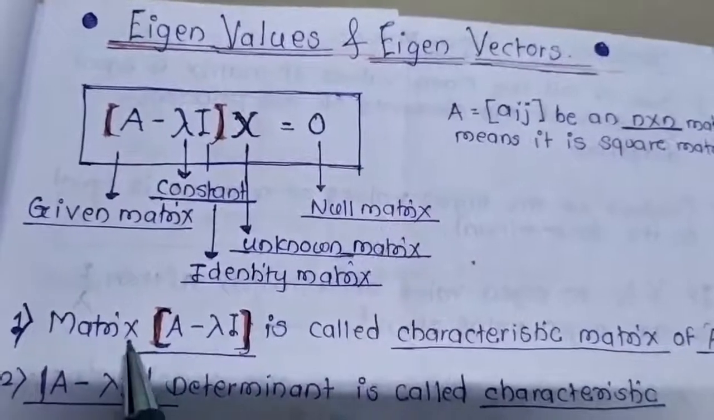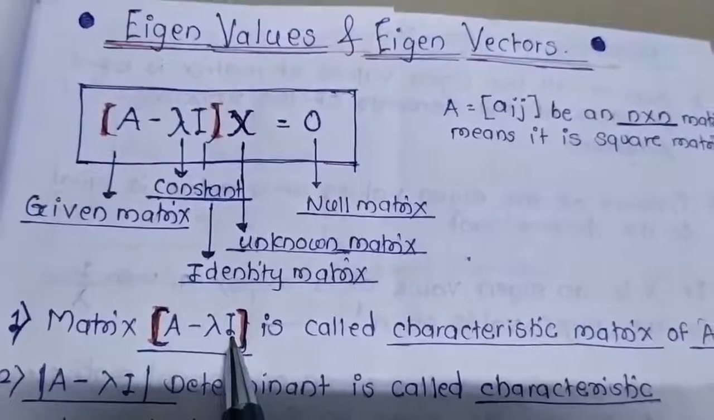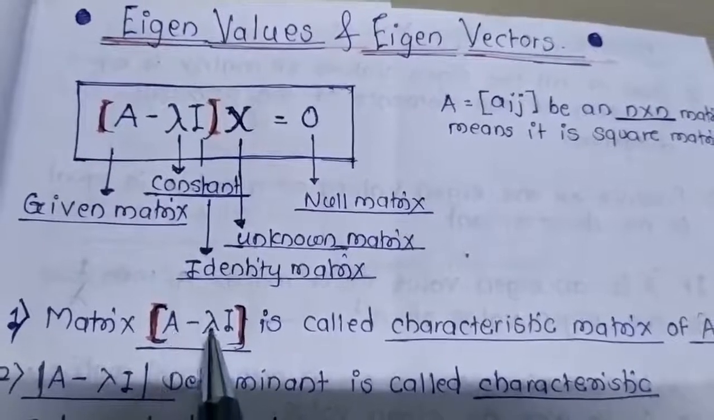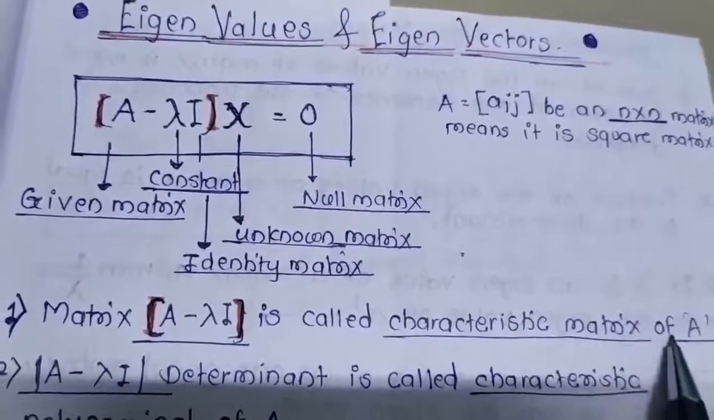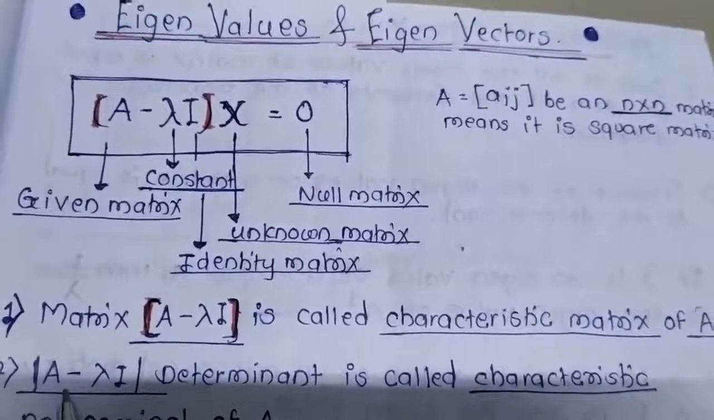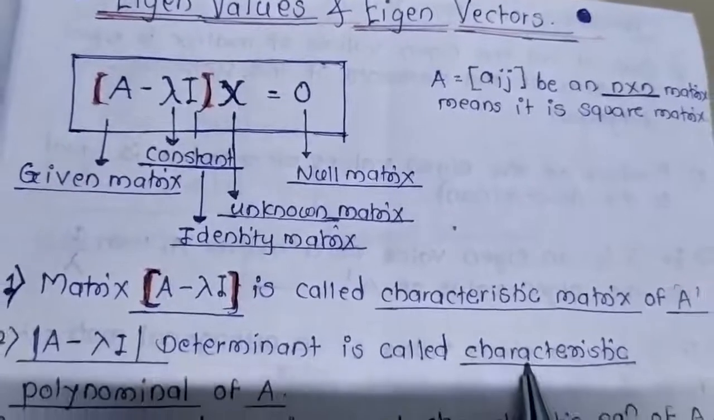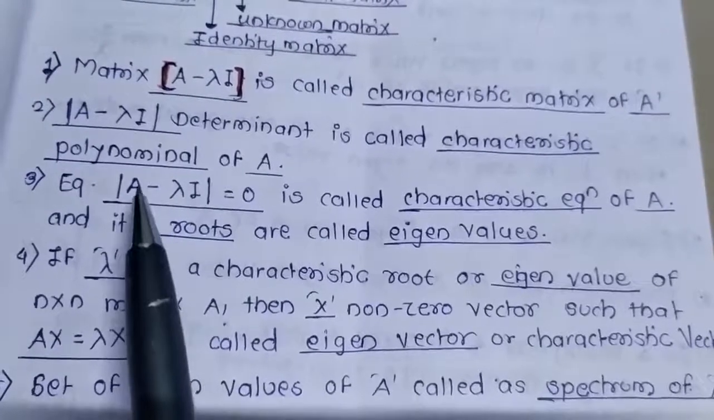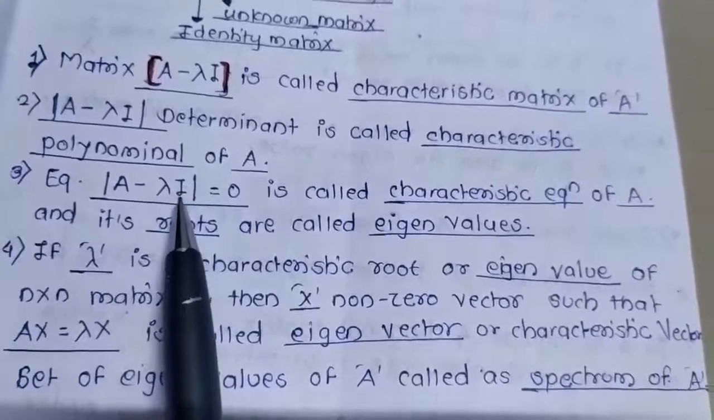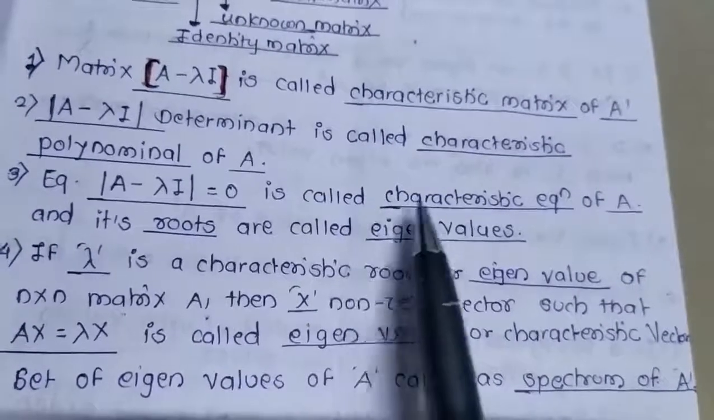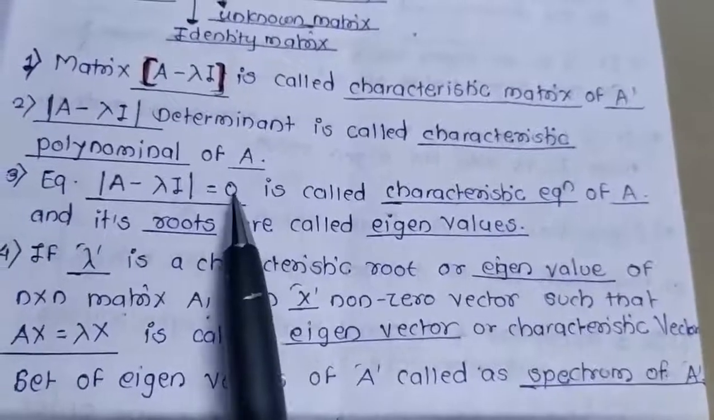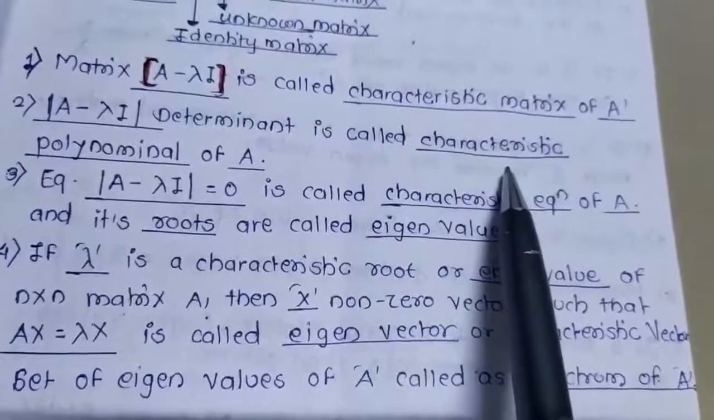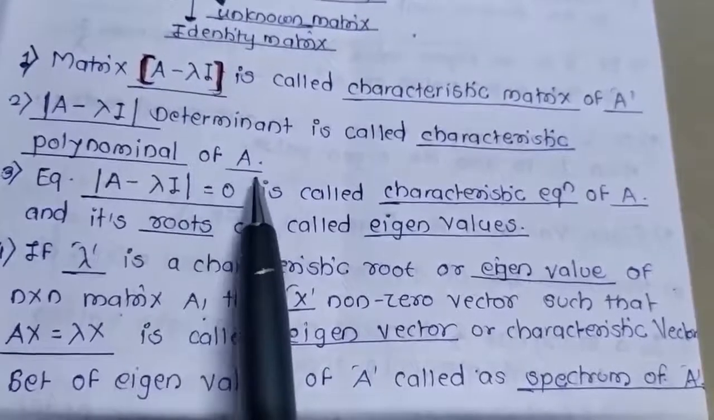The matrix A minus λI is called the characteristic matrix of A. Only A minus λI is the characteristic matrix of A, whereas the determinant of A minus λI is called the characteristic polynomial of A. The equation determinant of A minus λI equal to 0 is called the characteristic equation of A.